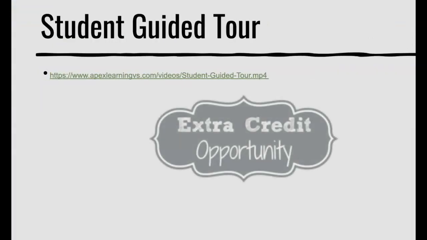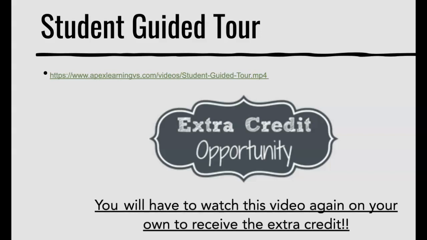All right. So again, there is that extra credit opportunity, okay? So please make sure you are taking advantage of that. You can find the link to that video in your email if you need to rewatch it. You will have to rewatch that video again in order to receive the extra credit. So go find that link, watch the video, and do the assignment. Get that extra credit because there's not a whole lot of opportunities for extra credit throughout this course, all right? So take advantage of it while you've got it.